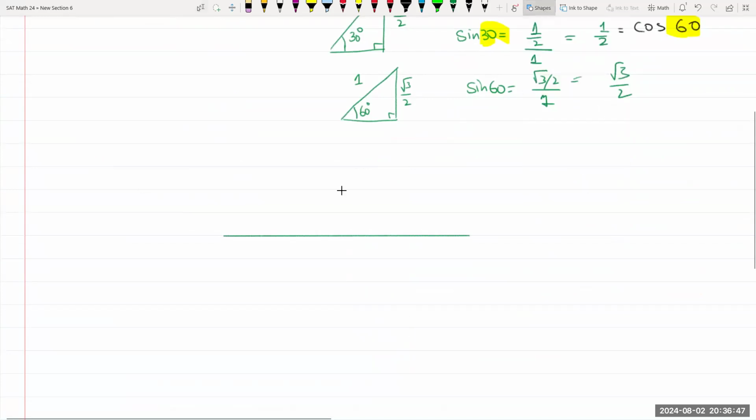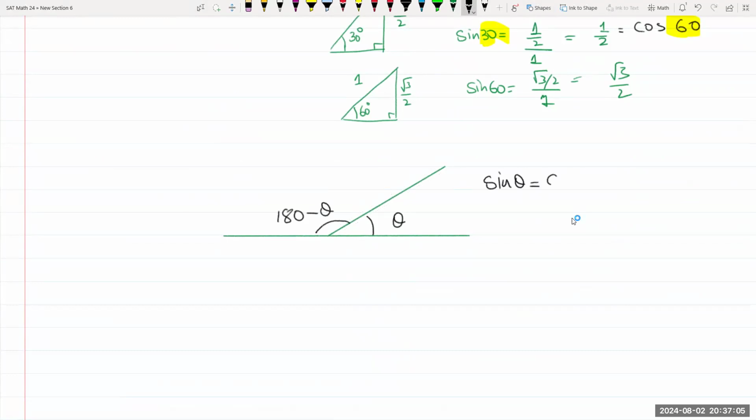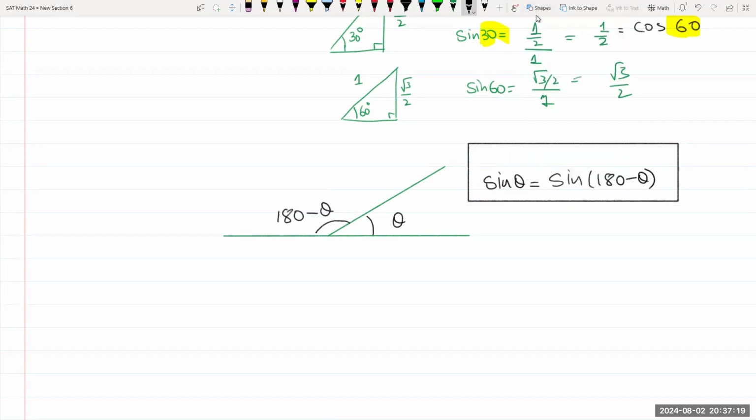In O-levels, you have seen that when there's a straight line, the angles are supplementary. Means if there's angle theta, the other angle is 180 minus theta. So you know from O-levels that sine theta is the same as sine of 180 minus theta. It's a fact. I tried showing you the logic behind it, the symmetry rule, but I would really appreciate it if you just remember this, that sine theta is the same as sine of 180 minus theta.